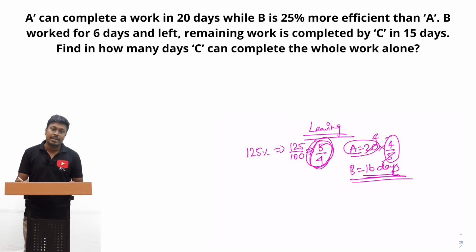So now you can say that B can complete a piece of work in 16 days, so divided by 16. Got it? But B worked for only how many days? 6 days. So the numerator will be 6. Got it? A formula, right?